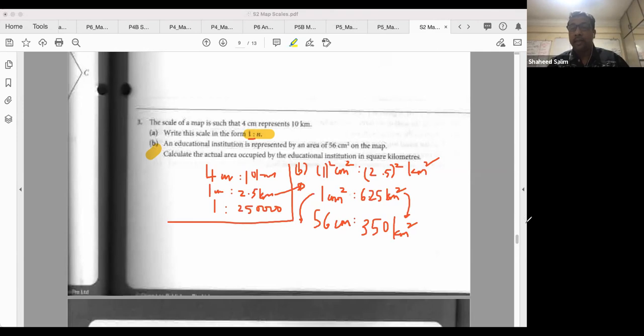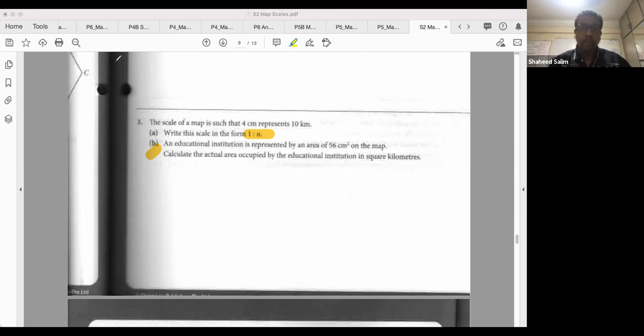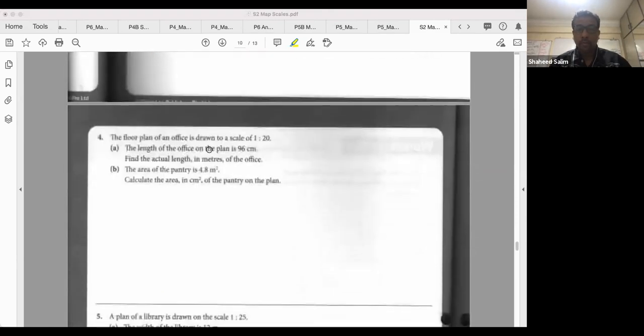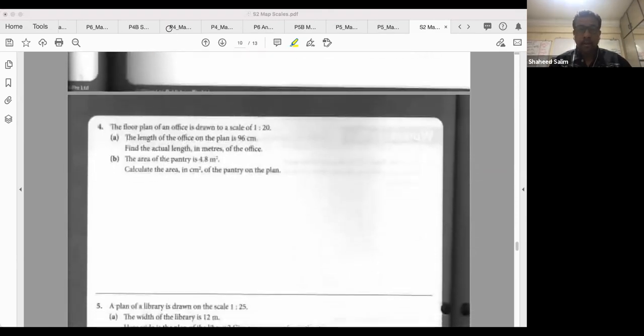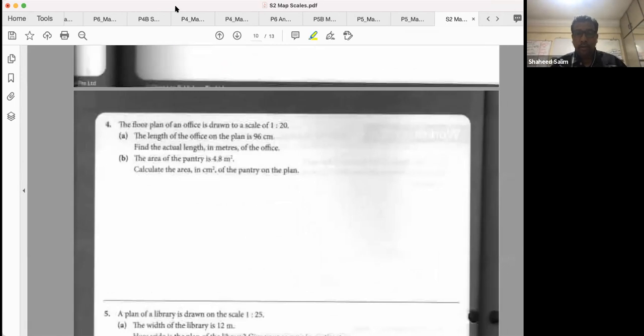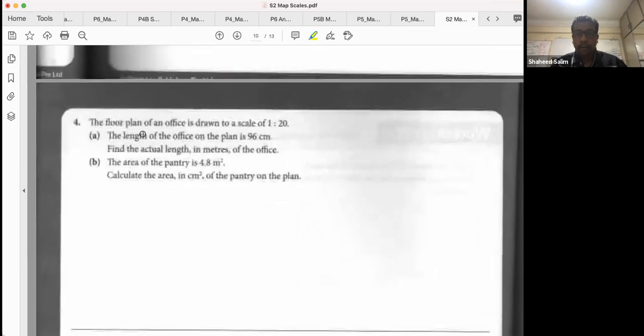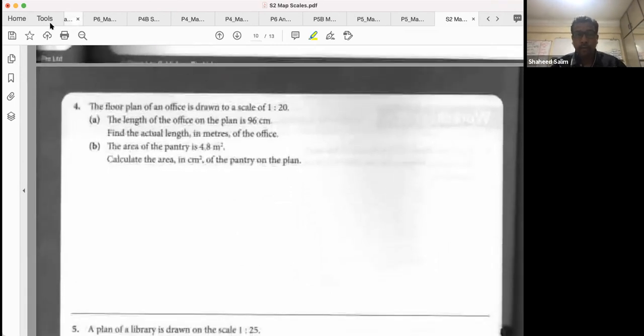Okay, I'm going to erase this. Here we go. Let me see. Is this the one? Okay, you can do this. Okay, floor plan. This one now they don't give you, yeah.